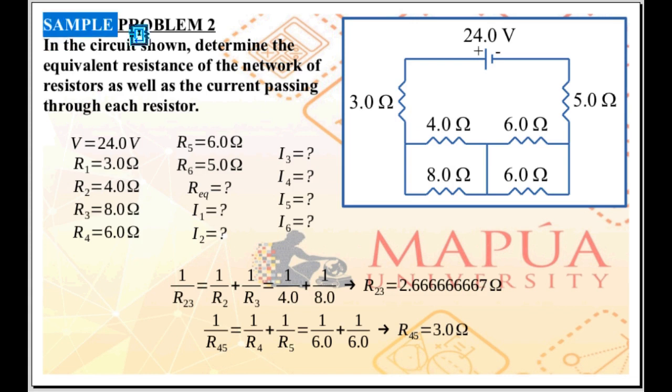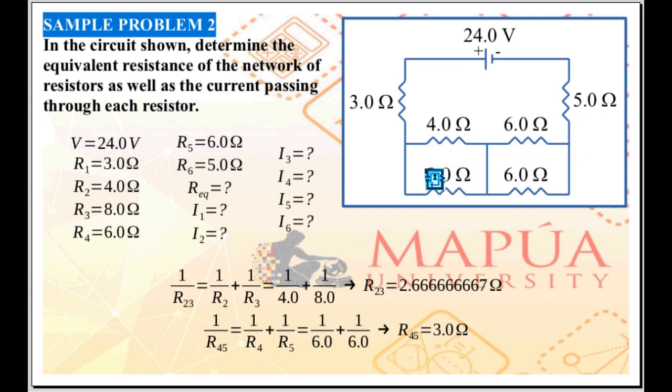Next, we have sample problem number 2. In the circuit shown, determine the equivalent resistance of the network of resistors as well as the current passing through each resistor. So we have the following circuit. We have a 24 volts power source. Let that be V. V is equal to 24 volts.